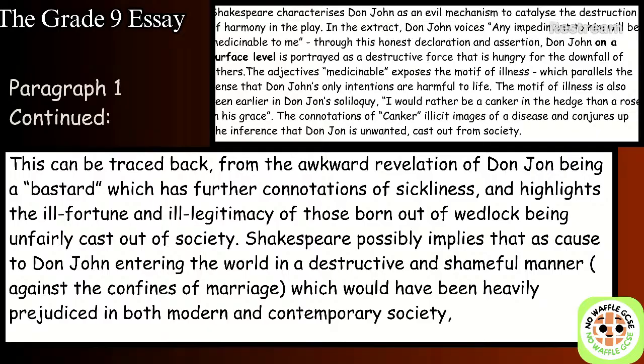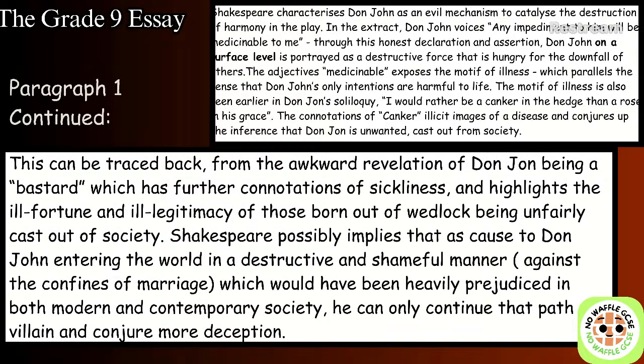Shakespeare possibly implies that as cause to Don John entering the world in a destructive and shameful manner against the confines of marriage, which would have been heavily prejudiced in both modern and contemporary society, so that he can only continue that path as a villain to conjure up more deception. What I mean is, Shakespeare is suggesting that because he was born out of wedlock, he was already committing sin just by being alive, and therefore his life can only continue in that manner. He can only keep committing more sin, as society will never accept him.